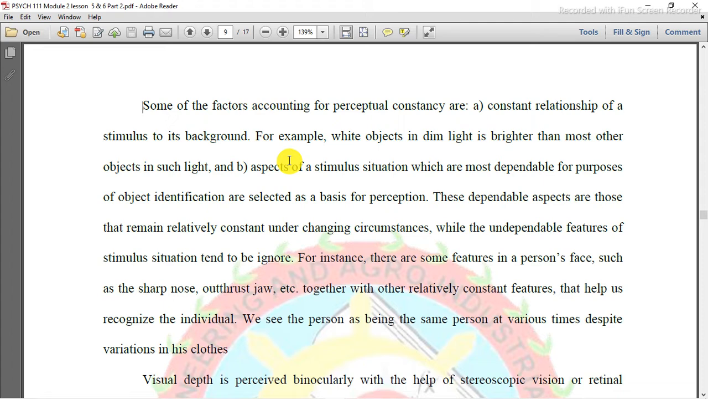Okay? Next is the aspect of stimulus situation which are most dependable for object identification are selected as basis of situation. So, stimulus situation, depende rin sa situation mo. Okay? Example, ang daming ingay dyan, disco dyan, or concert. Kung ano ba yung stimulus dyan, depende sa sitwasyon. Okay? Dependable siya. For instance, there are some pictures in a person's face, nose, ito rin yon sometimes, di ba? Dependable perception and undependable pictures that help us recognize an individual.